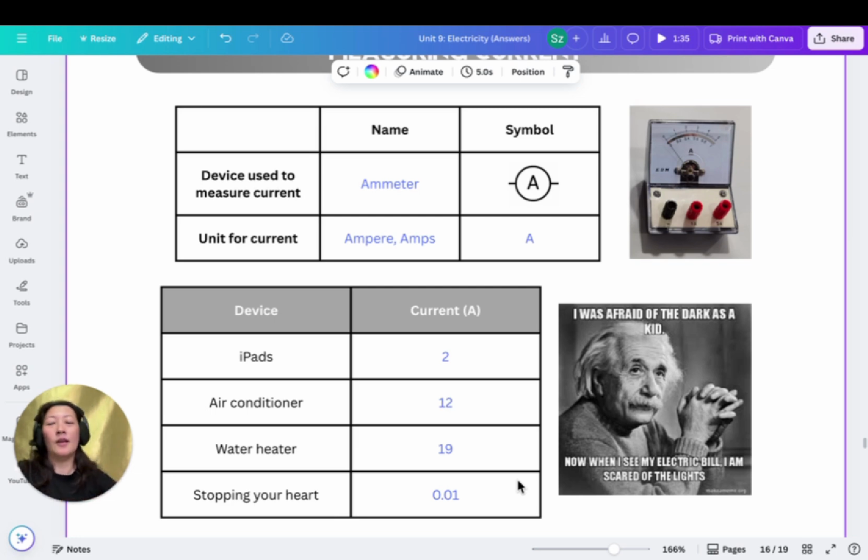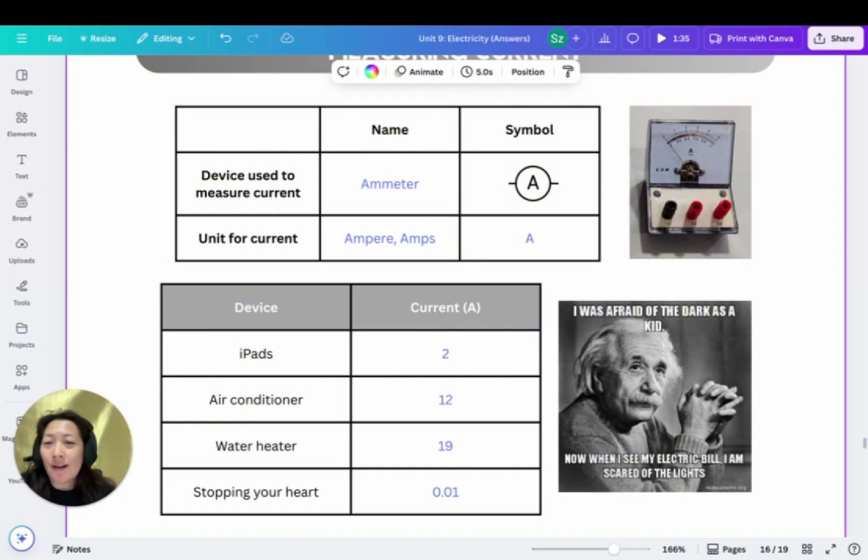So in case you're wondering, then how much current is actually flowing through our body? So the important thing here, in addition to the value of the current that flows through the body, is where the current flows through. The current can flow through anywhere in your body. It's just that if the current flows through the heart, it's able to stop the heart.